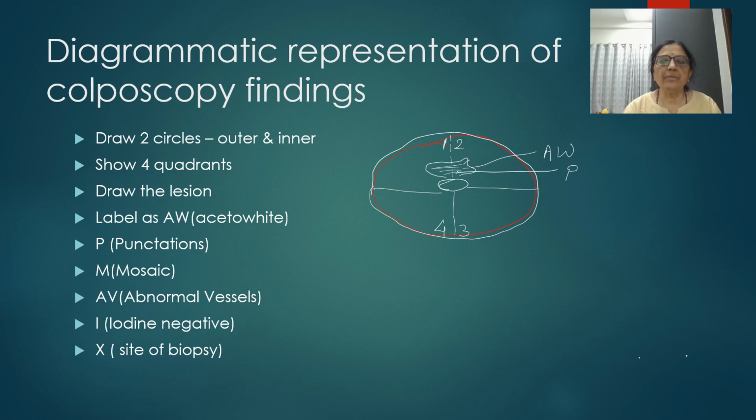Then if there are abnormal vessels, I have to label it as AV. And whenever I apply Lugol's iodine, I have to even demarcate the area which is showing iodine negative. That will be seen as a yellow area, and I have to label it. Suppose this is the area, I will have to label it as I. I is iodine negative. Then from wherever I decide to take a biopsy, I have to mark it like that. So I will be marking it like this as a cross, or this is the area from where I plan to take the biopsy.